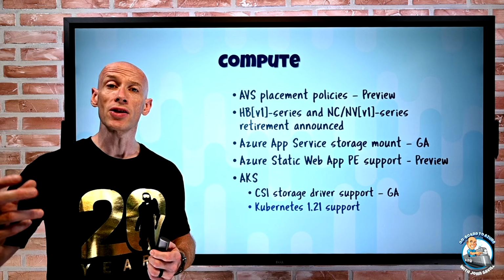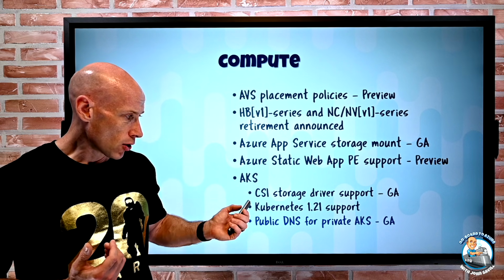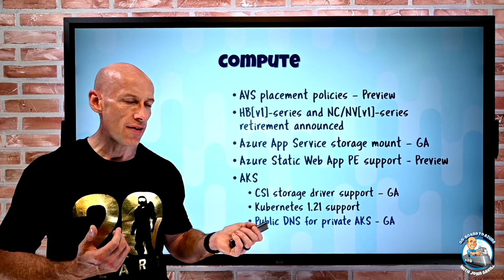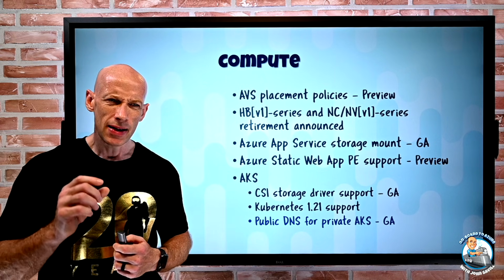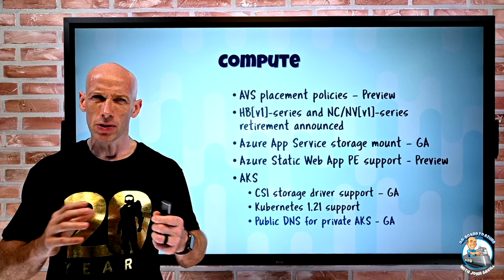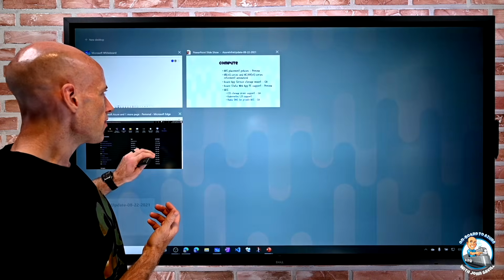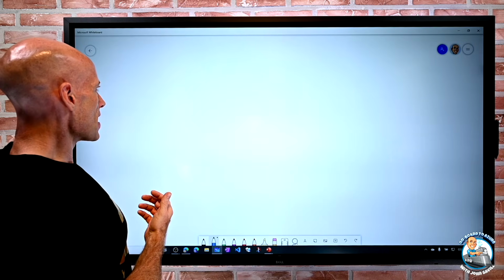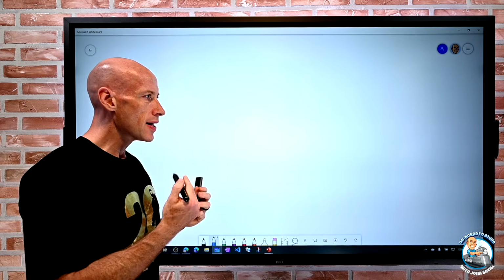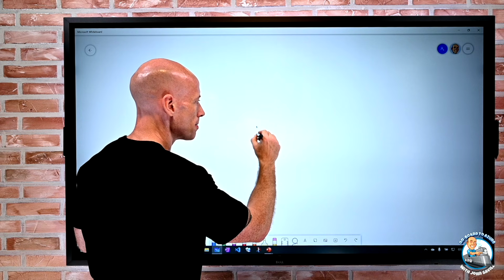Kubernetes 1.21 support was announced. And also public DNS for private AKS has gone GA. That might seem a little bit confusing, what's the idea of that? So remember, the whole point of a private AKS is, if we think about, ordinarily we have things like the API scheduler.